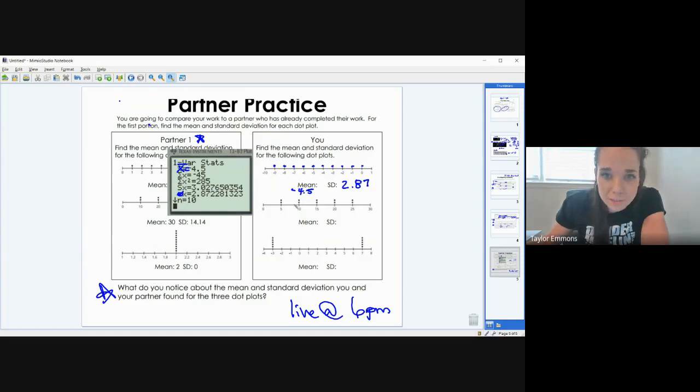Then you're going to calculate this for the second one. So you're going to go back to your list and you're going to put it in your calculator. And you're going to calculate the mean and standard deviation. And then you're going to do that for the third one, right? Okay, so I'm assuming that at that point you know how to plug it in, okay?